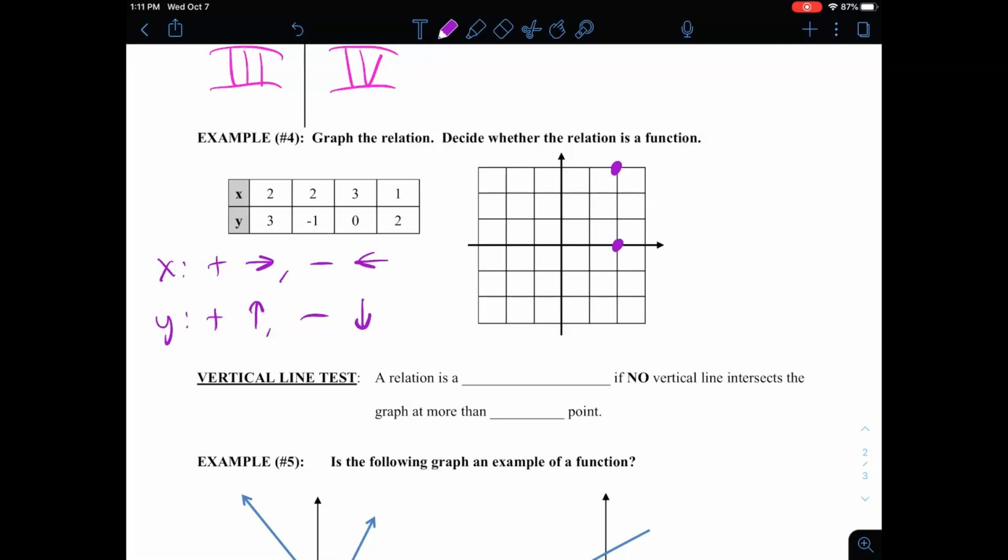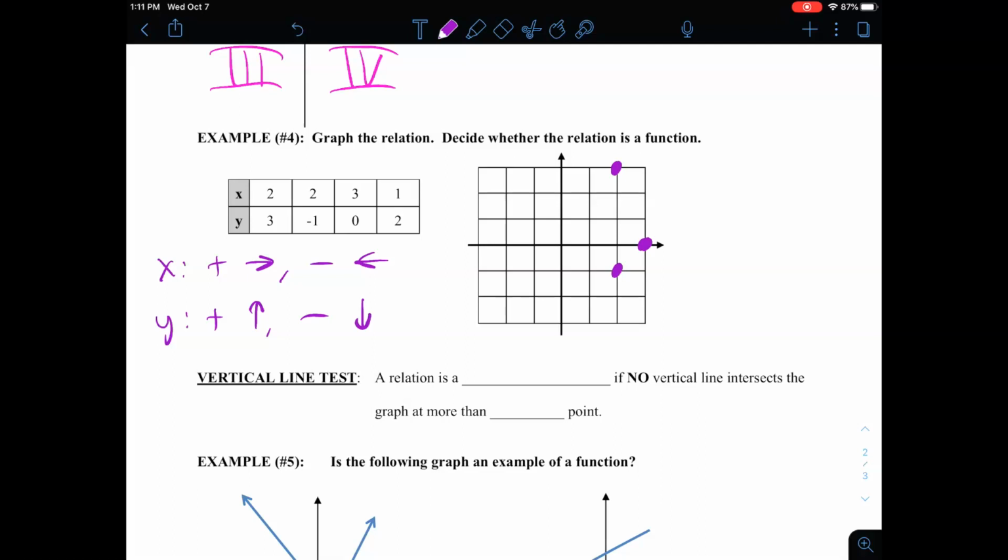Cool. So we graphed those. So we went right 2, up 3. Now we have 2, negative 1. That's going to be positive 2. We're going to go right 2, and then we're going to go down 1. Then 3, 0. Going to go right 3. What does 0 mean? 0 means don't go up or down or left or right at all. It means stay. So we're going to go right 3, and then we're going to stay on the x-axis.